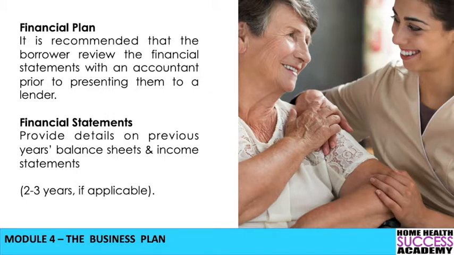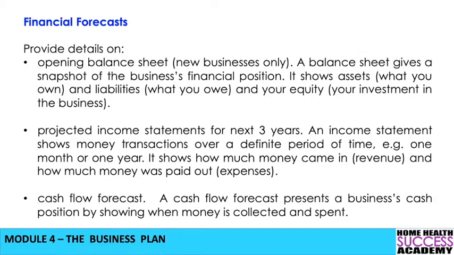Your accountant can also help you with your financial statements. This right here provides detail on previous year's balance sheets and income statements. To get the loan, you definitely want at least a 2 to 3 years minimum if applicable, okay? Financial forecast, providing details on opening balance sheets. These are for new businesses only.